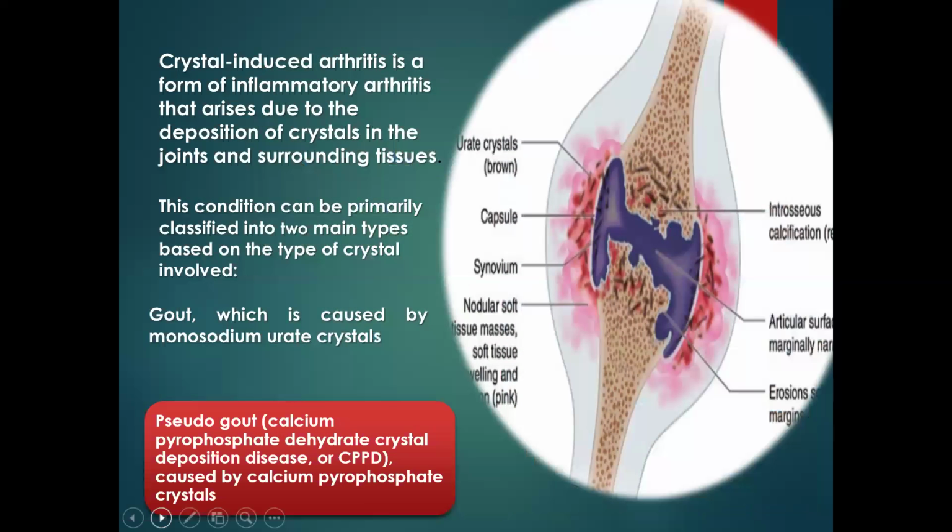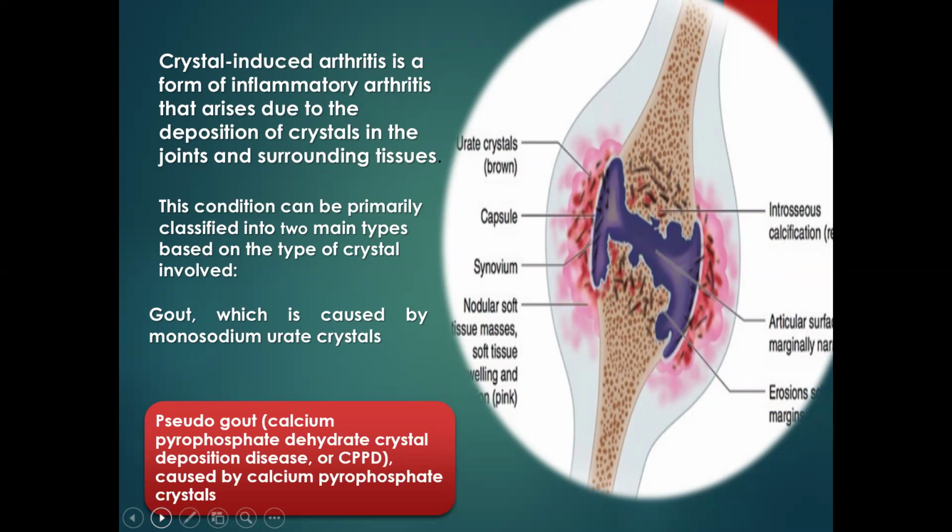Now let's look at crystal-induced arthritis. Crystal-induced arthritis is a form of inflammatory arthritis that arises due to deposition of crystals in the joints and surrounding tissue. This condition can be primarily classified into two main types based on the type of crystals that are found. We have gout, which is caused by monosodium urate crystals. You may have heard about gout arthritis. It is caused by deposition of monosodium urate crystals. We're going to see how this is formed later in this section.